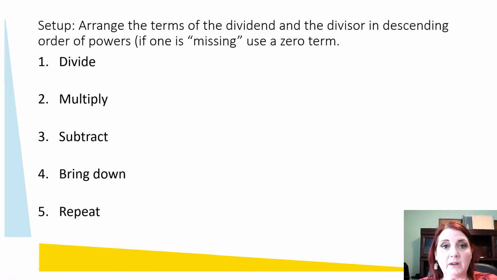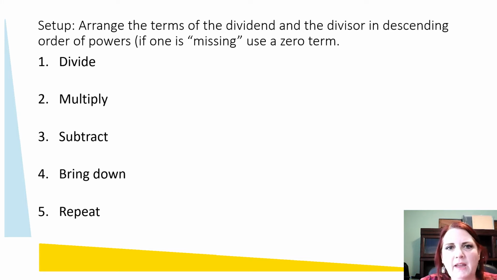When we start, we're going to have a polynomial with lots of different terms. We want to make sure that we get them into the correct order, because if we don't have them in the correct order, we're going to have some problems with our division. So we're going to arrange them so that the dividend and the divisor are in descending order of powers.